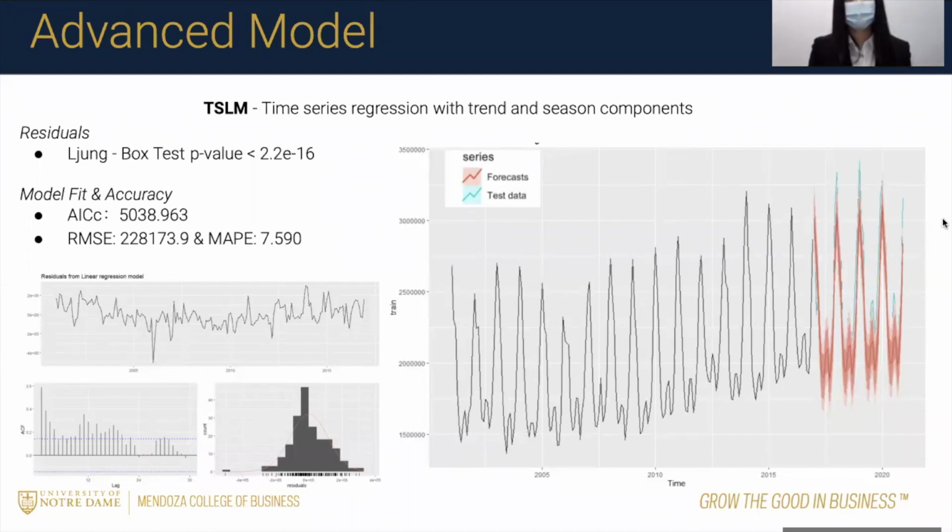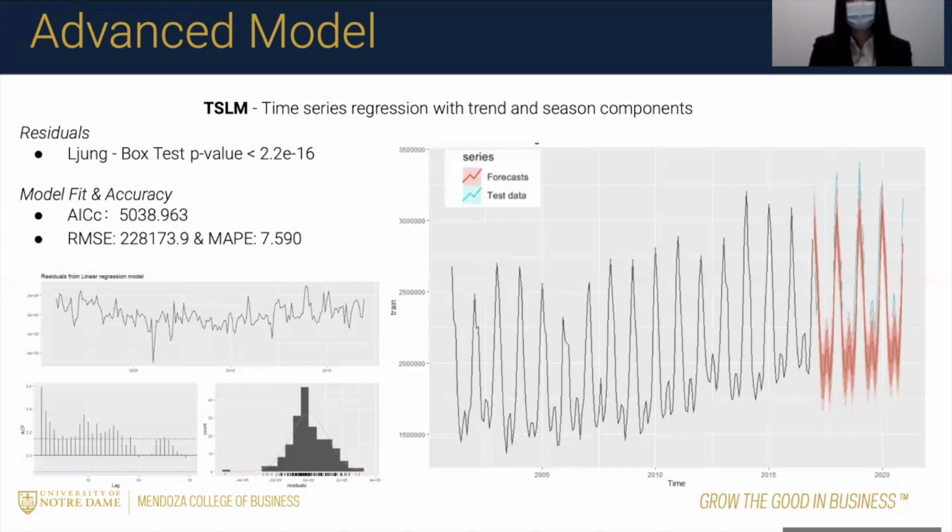After we tried out models and methods we learned in the class, we are curious about how other advanced models perform on our data. So we tried an additional 4 models. The first additional model is the time series linear model. Since there are both seasonality and trend in our training data, we use both trend and season as independent variables to analyze total consumption of natural gas.